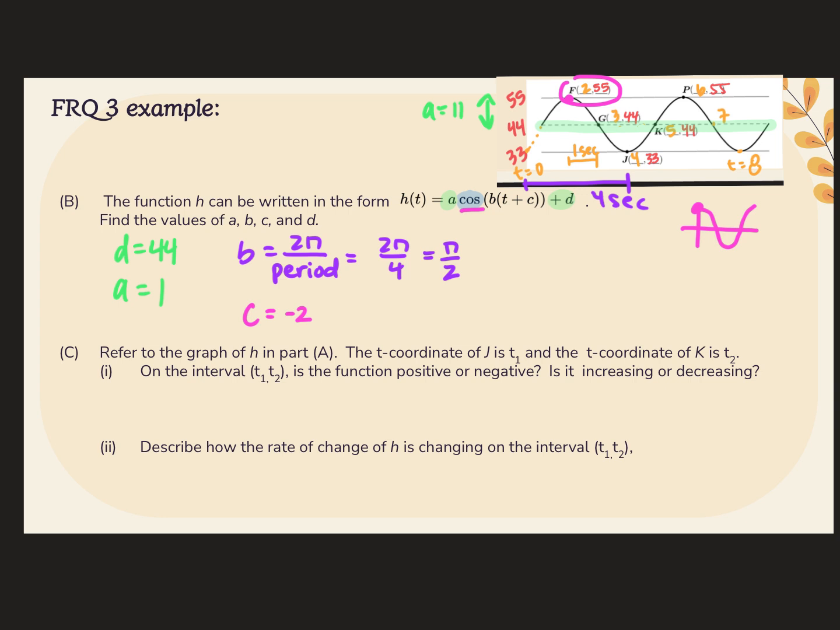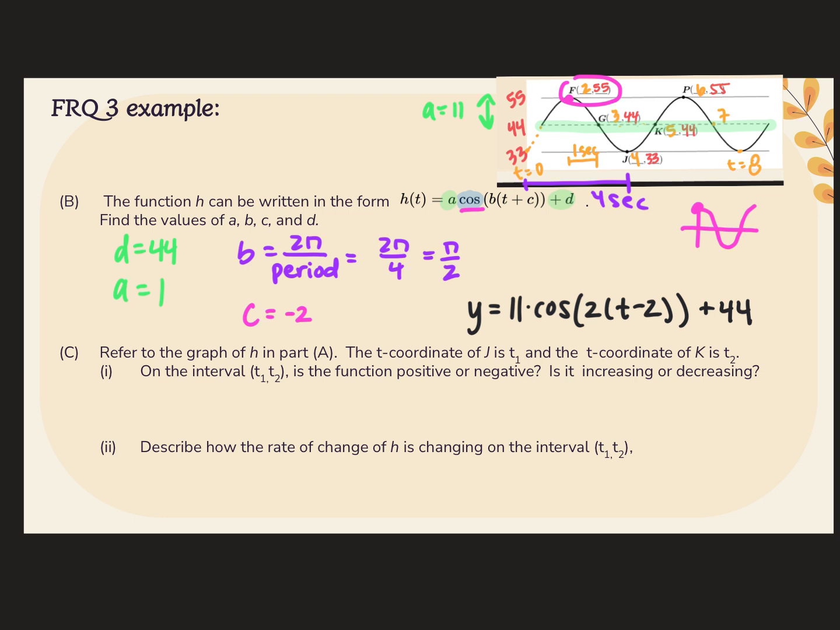You are allowed to leave your values in a list like this, or you can write it out as an equation. And if you prefer the equation, here's what that would look like. Y equals 11 times the cosine of pi over 2, parentheses, t minus 2, close both parentheses, plus 44.